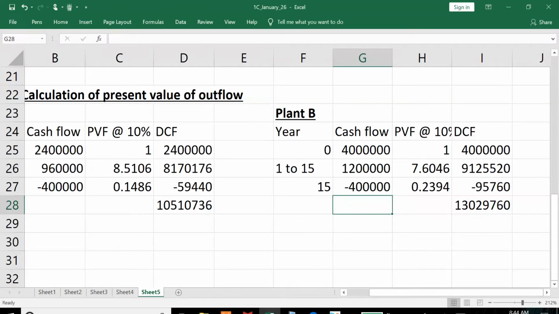The answer doesn't end here. First, let me know if you have doubts on this. It is same. You will have to do those 4 steps. Initial outflow, in between flow, terminal flow, consolidate, calculate NPV. That's the rule. Here we calculate present value of outflow. We call it present value of outflow.